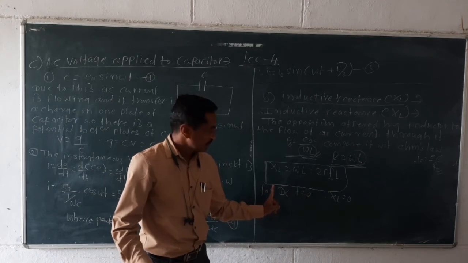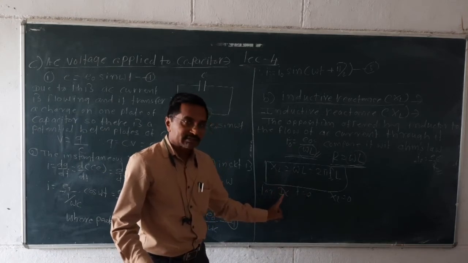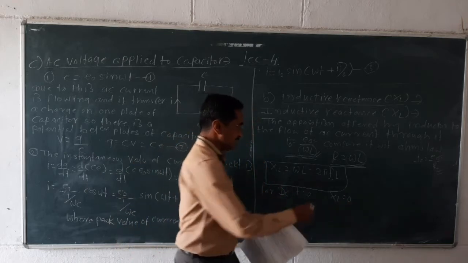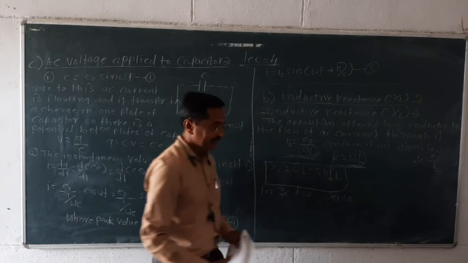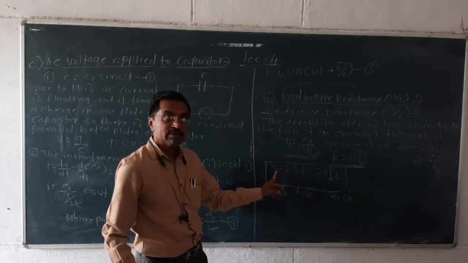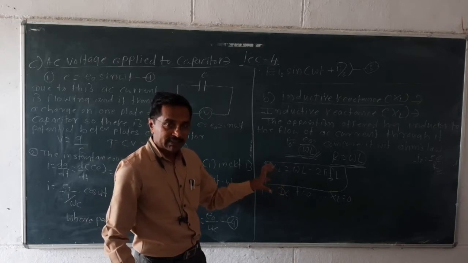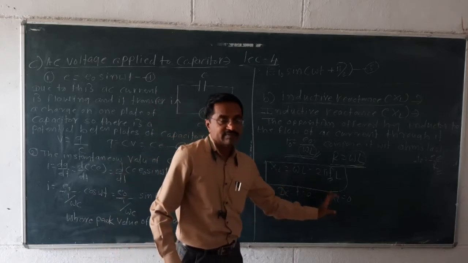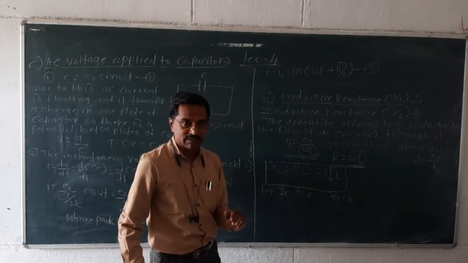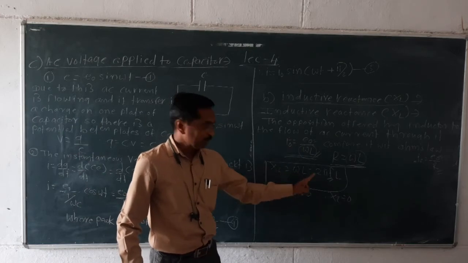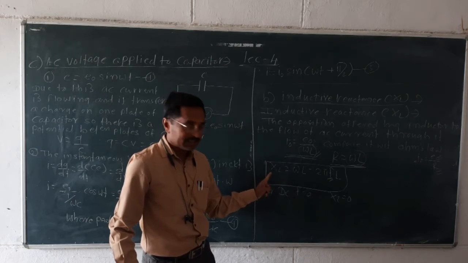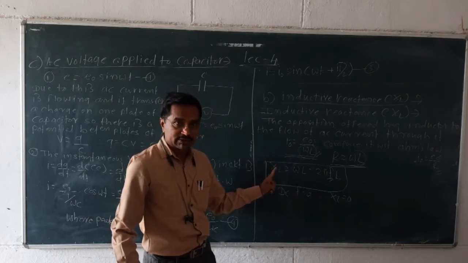So the inductor passes the DC, but in case of AC, if the frequency is high, the resistance of the inductor, that is the inductive reactance, is also maximum. So the inductor passes DC because there is no resistance, no opposition, it passes easily. But for AC, if the frequency of AC is high, at that time that high AC current is blocked by that inductor. Got this point clear?